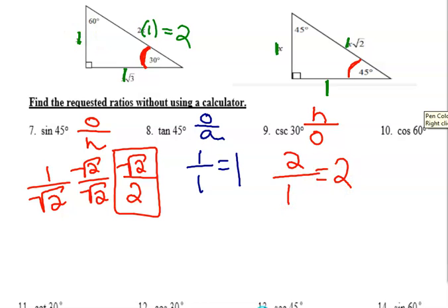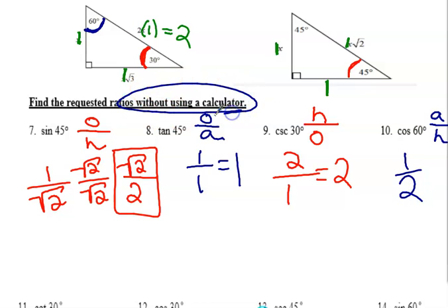All right, now let's do cosine of 60. What is cosine? Cosine is adjacent over hypotenuse, C-A-H. The angle that I'm at is the 60 degrees. What's adjacent to that is 1, and the hypotenuse is 2. So 1/2. That's why it says without using a calculator: we don't want the crazy decimal. We need to get you used to using these triangles to figure these out.